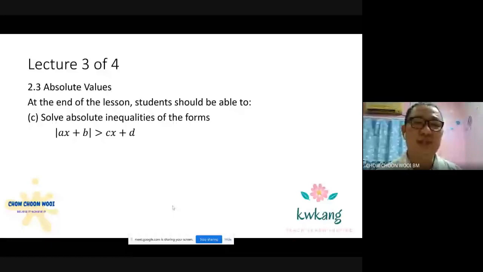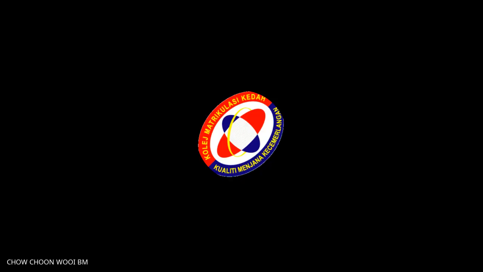Absolute values. At the end of the lesson, you should be able to solve absolute inequalities of the form modulus of AX plus B greater than CX plus C. Hari ini sebenarnya hanya sebelah modulus. Ingat sebelum ini yang kita belajar without modulus, it's just linear and non-linear. Tak ada modulus. Hari ini kita belajar sebelah.